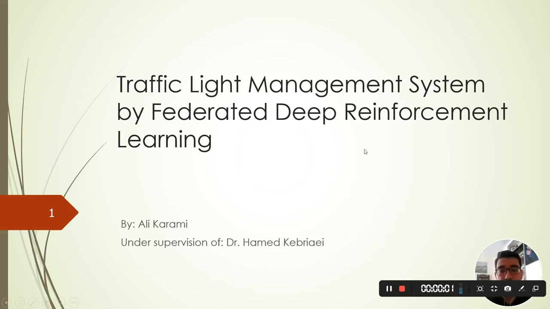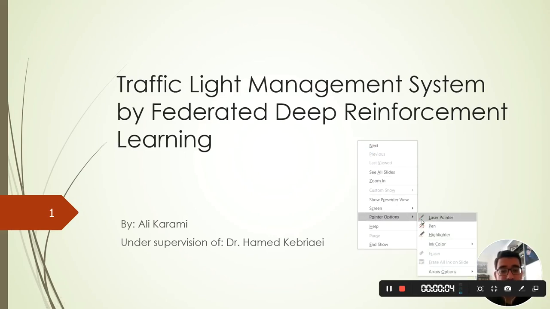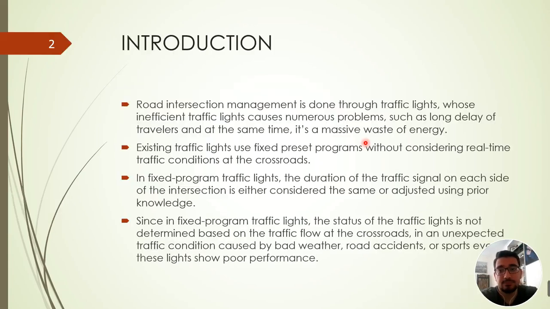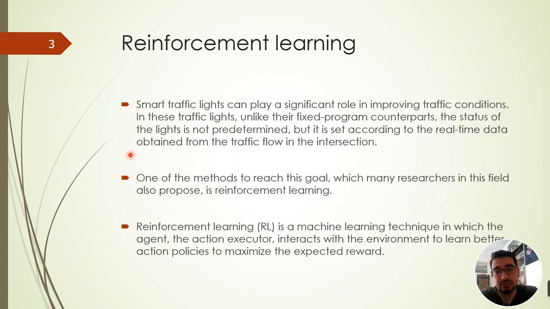Hi everyone, today I want to talk about one of my papers, the Traffic Light Management System by Federated Deep Reinforcement Learning. Okay, let's start with a very brief introduction. Nowadays, intersections are managed by traffic lights, so inefficient traffic lights may cause numerous problems, such as delay of traveling and massive waste of energy. Existing traffic lights use a fixed preset program without considering the real-time traffic condition at the intersection, which is not efficient.